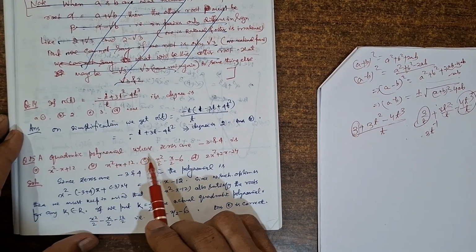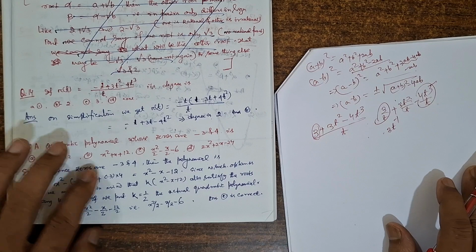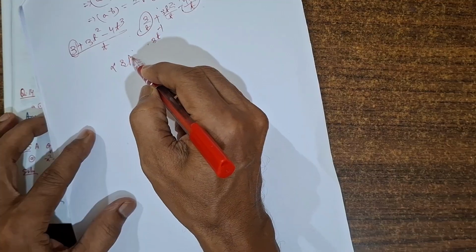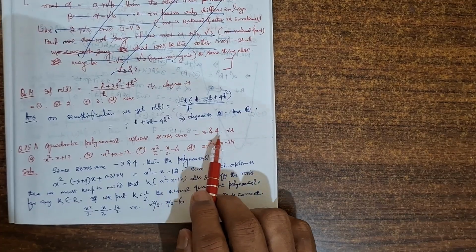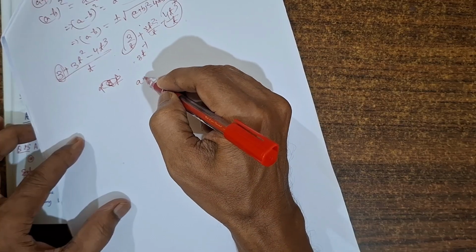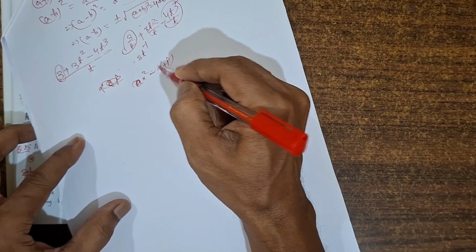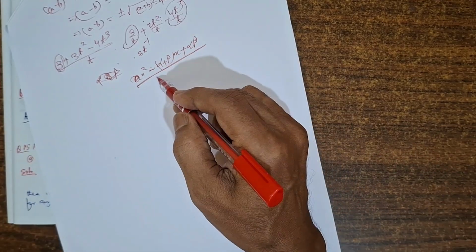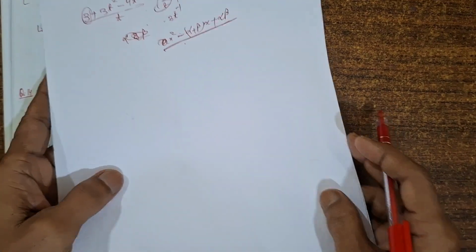A quadratic polynomial whose zeros are minus 3 and 4 is, what should be the polynomial? We know that if the roots are alpha and beta, the polynomial will be x square minus (alpha plus beta) x plus alpha beta. This will be the polynomial where the roots are alpha and beta. It is given that alpha and beta are these. So what will be the equation?